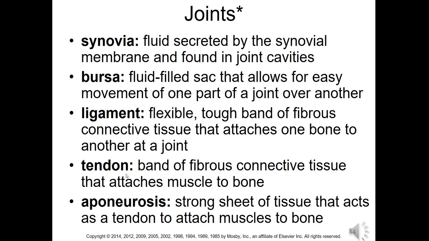Now, ligaments and tendons can be confusing. The ligament is going to be connective tissue that attaches bone to another joint or another bone, and then tendons are connective tissue that attach muscle to bone. Aponeurosis is a strong sheet of tissue that acts as a tendon to attach muscles to bone, and so we'll see that in just a little bit, but it's just a strong sheet of connective tissue.